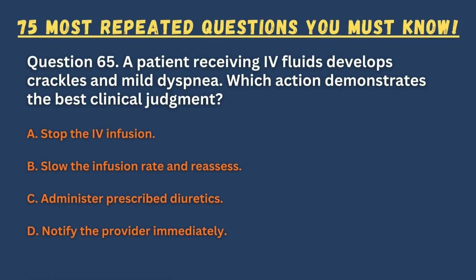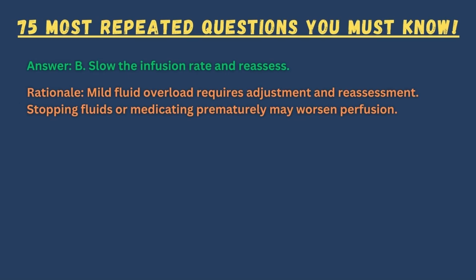Question 65. A patient receiving IV fluids develops crackles and mild dyspnea. Which action demonstrates the best clinical judgment? A. Stop the IV infusion. B. Slow the infusion rate and reassess. C. Administer prescribed diuretics. D. Notify the provider immediately. Answer. B. Slow the infusion rate and reassess. Rationale. Mild fluid overload requires adjustment and reassessment. Stopping fluids or medicating prematurely may worsen perfusion.